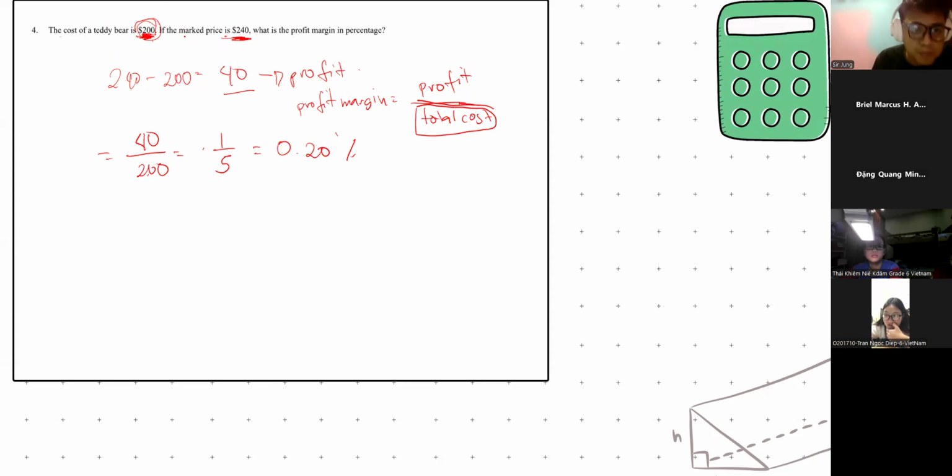Okay, so note this kind of wordings because this is the market price. This is not the cost. Okay, so this is the price wherein you sold the teddy bear. The cost of making a teddy bear is 200, and then you sold it for 240. So meaning your profit is equal to 240 minus 200. To get the profit margin, you need to have the profit all over the total cost. So the total cost is 200, right? So that's why we have 40 over 200 or 1 over 5 or 20%. And that should be the answer. Okay?